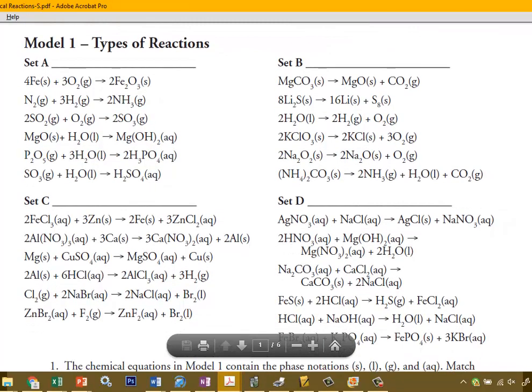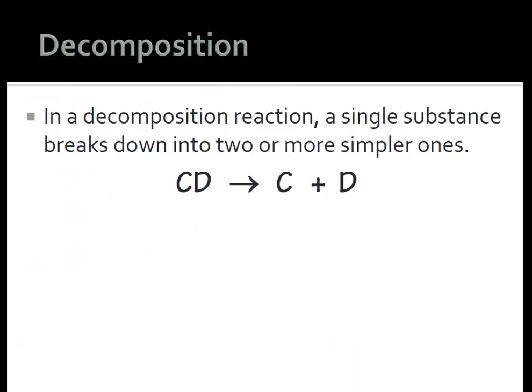In set B on this assignment, you see compounds like magnesium carbonate breaking down into magnesium oxide and carbon dioxide. Each of those is only two elements, so we would say that those are simpler than the original MgCO3, which is actually three elements. Water here can break down to form hydrogen gas and oxygen gas. So water, which is pretty simple in and of itself, becomes even simpler as two elements. Down at the bottom, ammonium carbonate breaks into three things that are each simpler than the original. So as we look at decomposition reactions, they're going to be one thing on the left becoming two or more things on the right, as you see here.